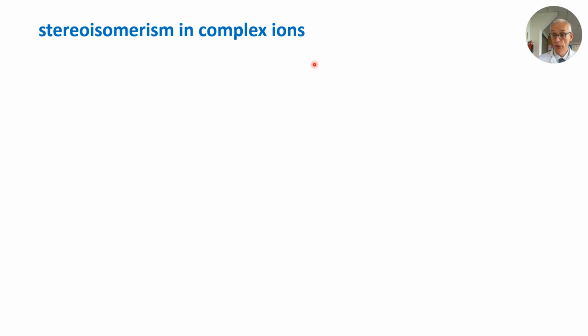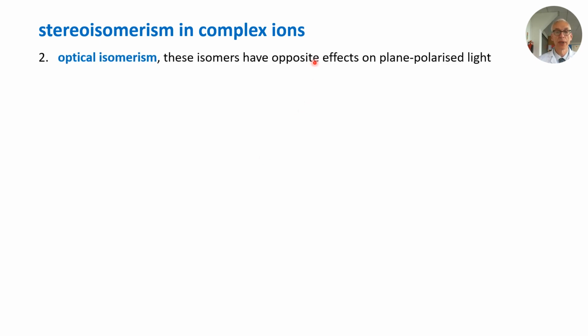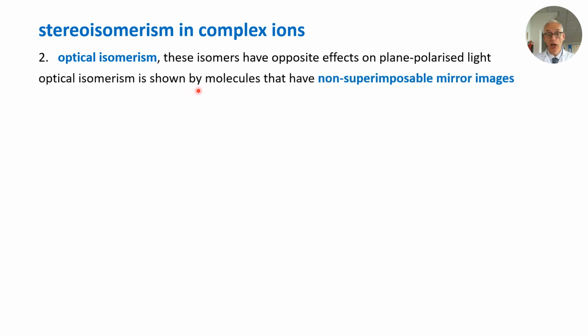Let's move on to optical isomerism. Now, optical isomers have opposite effects on plane polarized light. And it's shown by molecules that are non-superimposable mirror images of each other. That phrase has to be produced exactly as written, non-superimposable mirror images.